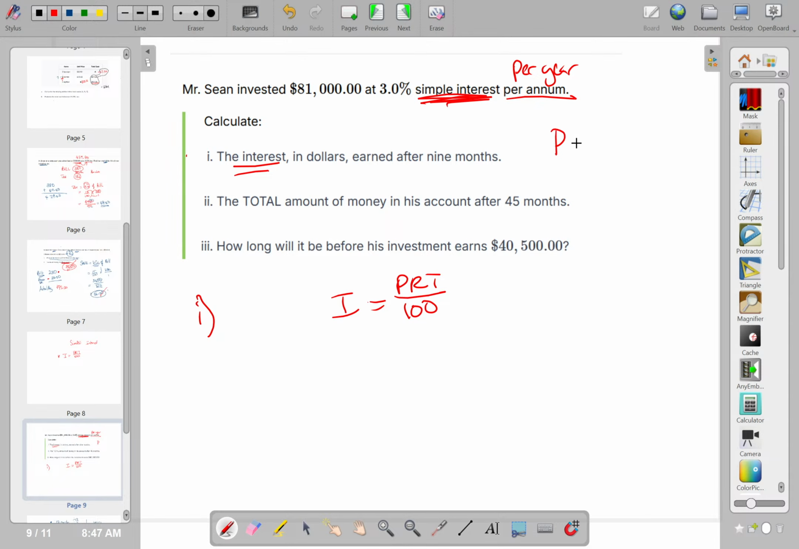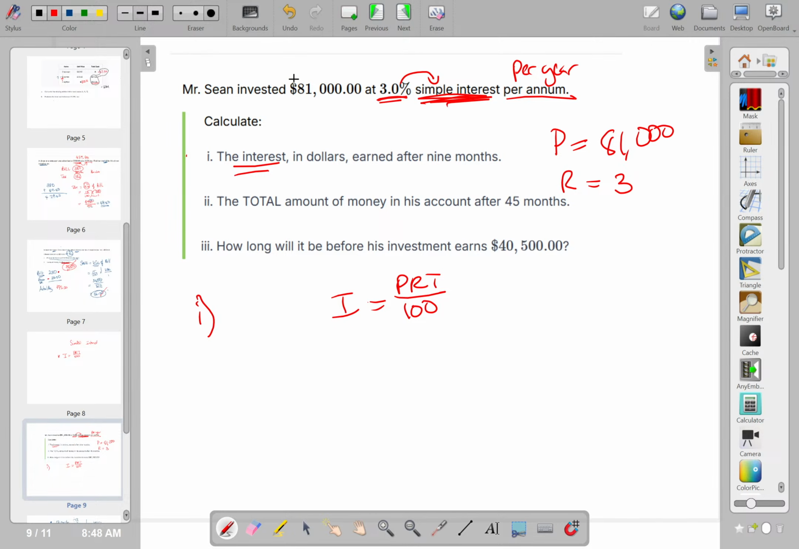So my principal is how much money I invested, 81,000. I see a rate here. That's the simple interest rate. So my rate is 3.